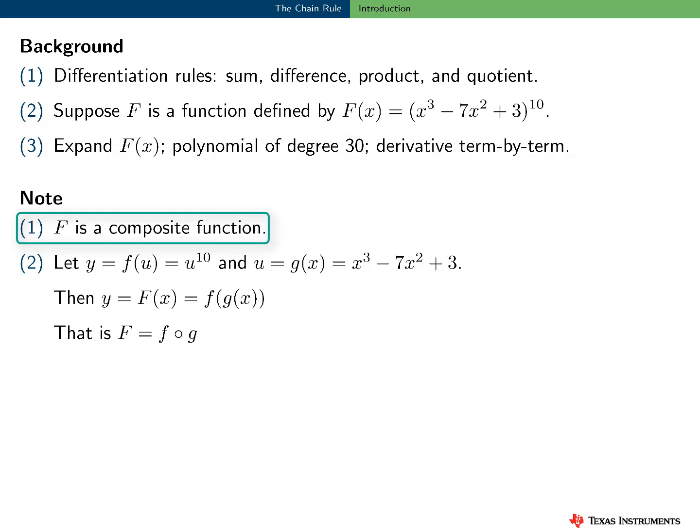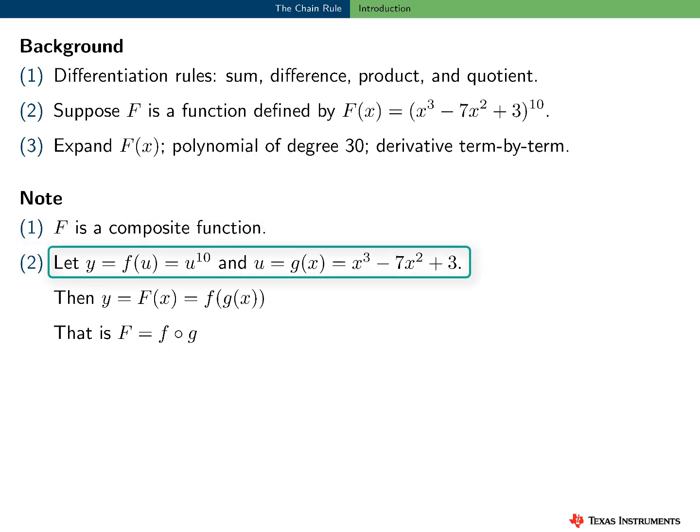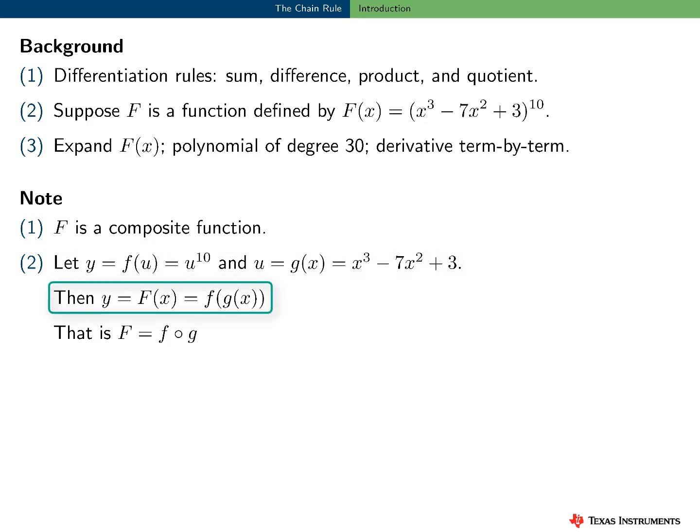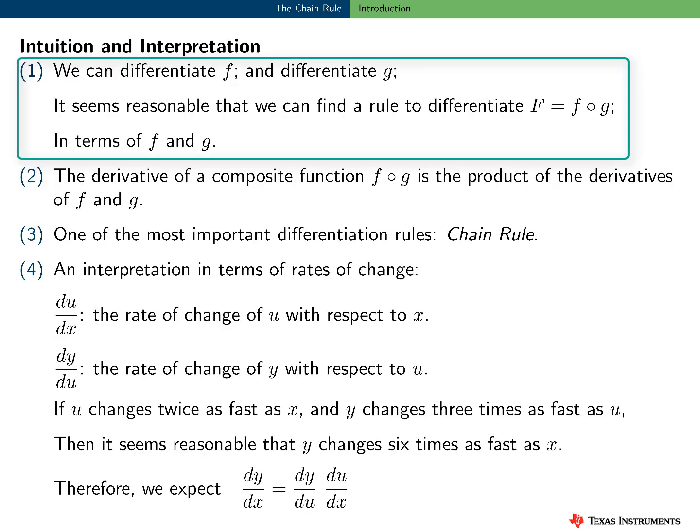As I think about and search for a quicker way to find the derivative of capital F, I notice that it's a composite function. If I let f of u be u to the 10th, and g of x be that polynomial on the inside, then I can write capital F as f of g of x. That means that capital F is f composition g, or f composed with g. We need a quick way to find the derivative of capital F, which is f composed with g.